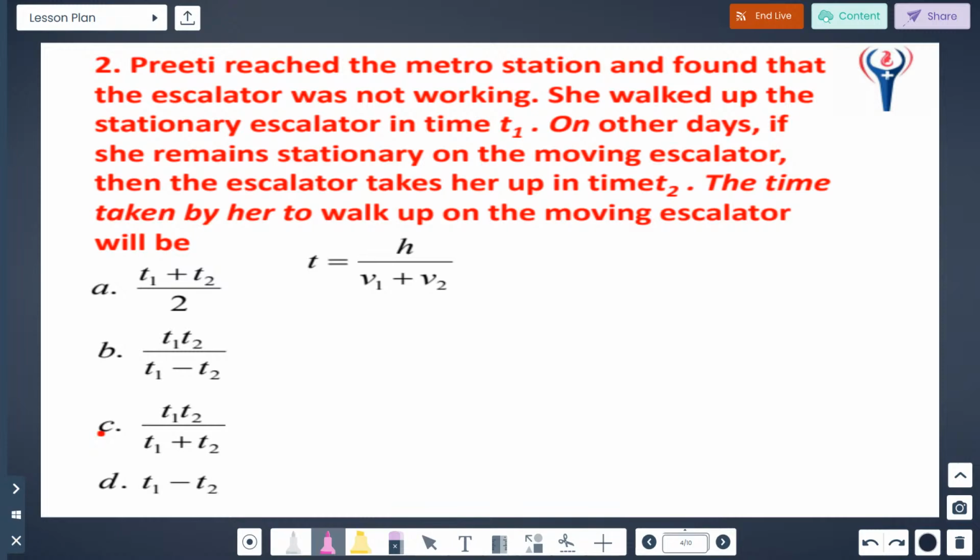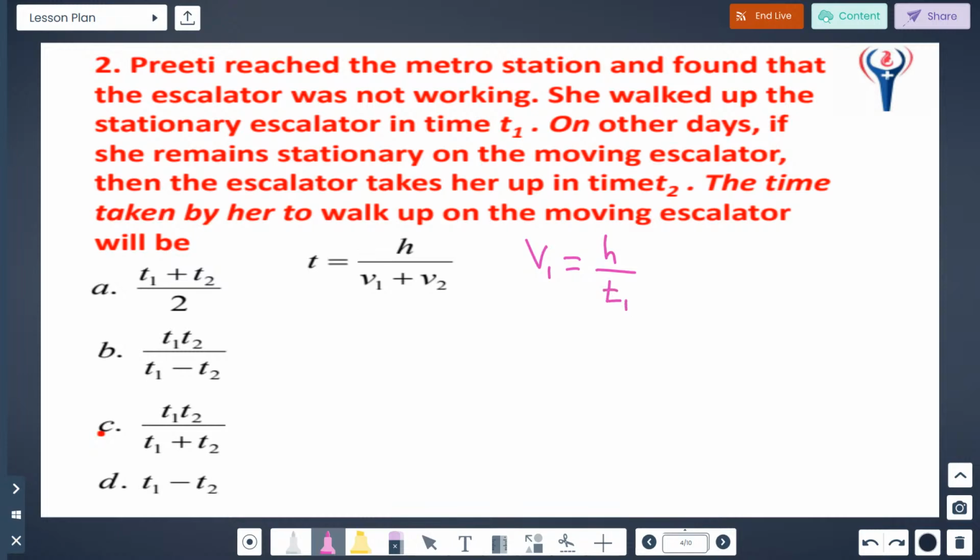T equal to h by v1 plus v2. That is the time taken by the girl to walk up on the moving escalator. And v1 is the speed of walking in the stationary escalator. That is equal to distance by time. Distance is, we will keep h. H is the distance covered in the escalator by time. Time will be t1.